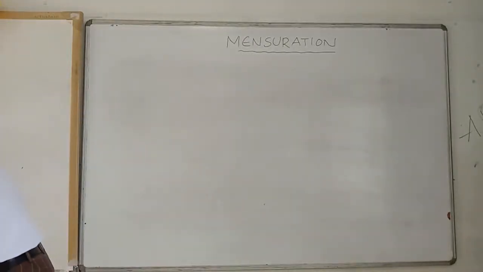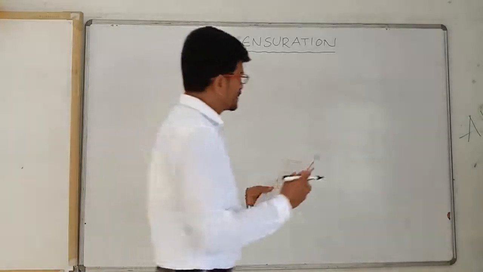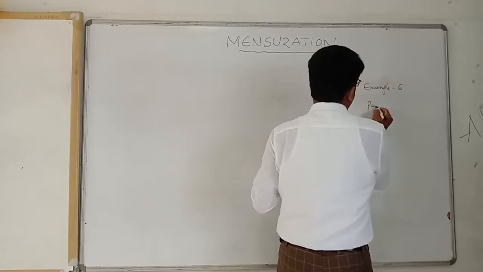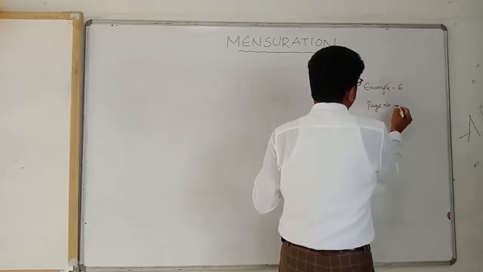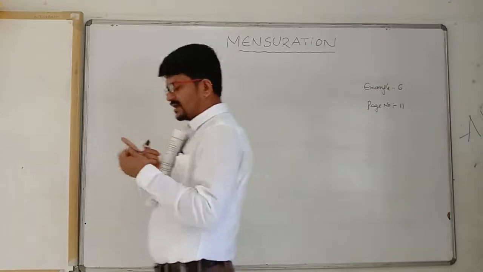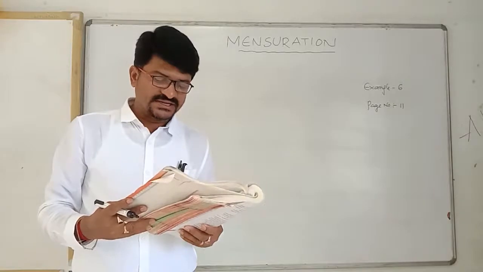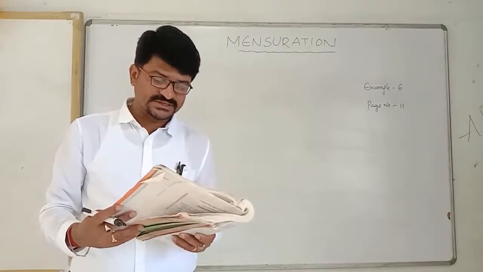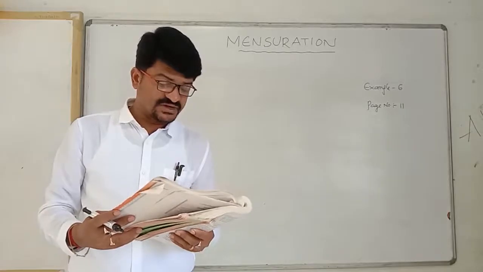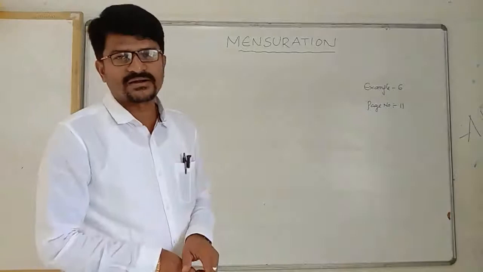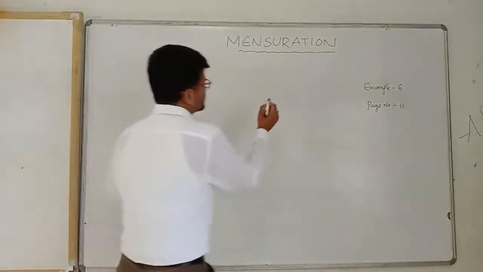First question, example 6, page number 11. I'll read the question, children. Listen to me. Find the distance traveled by Shaina if she takes 3 rounds of the square park of side 70 meters. Okay, this is the square park now.